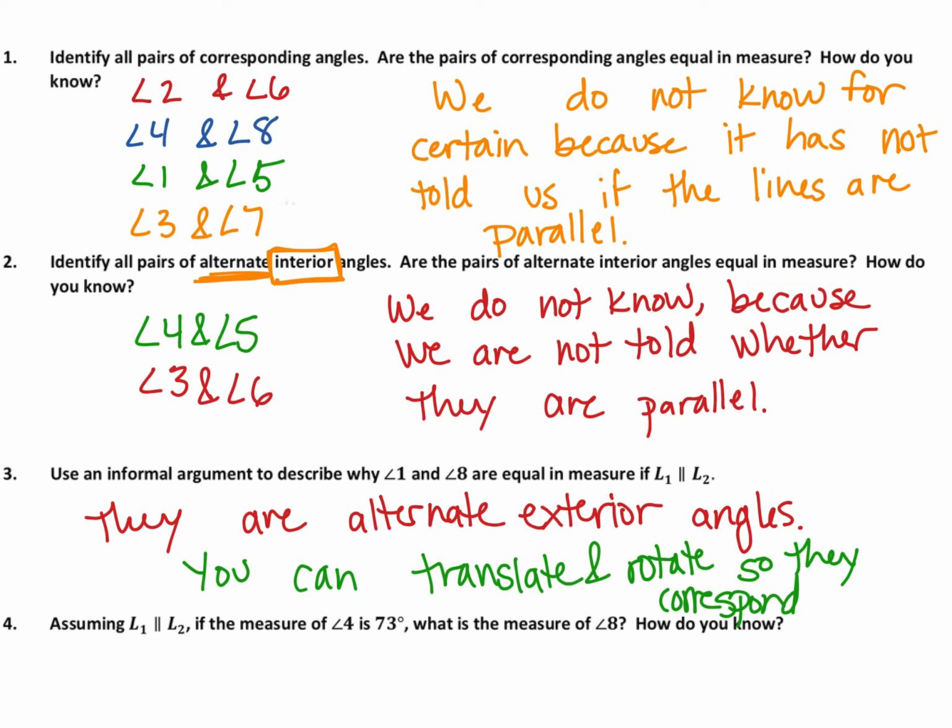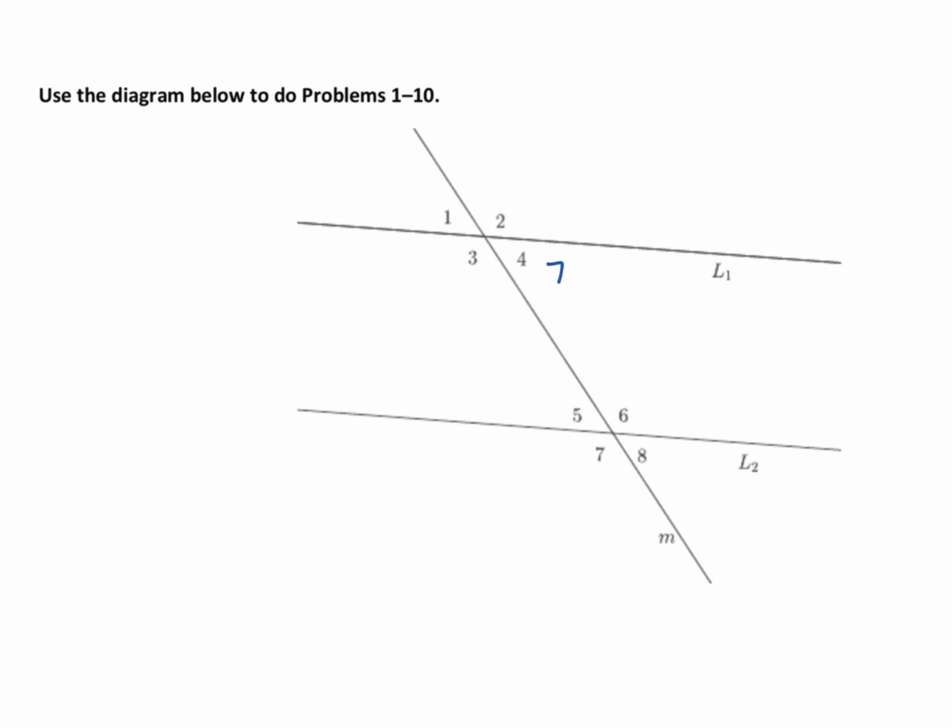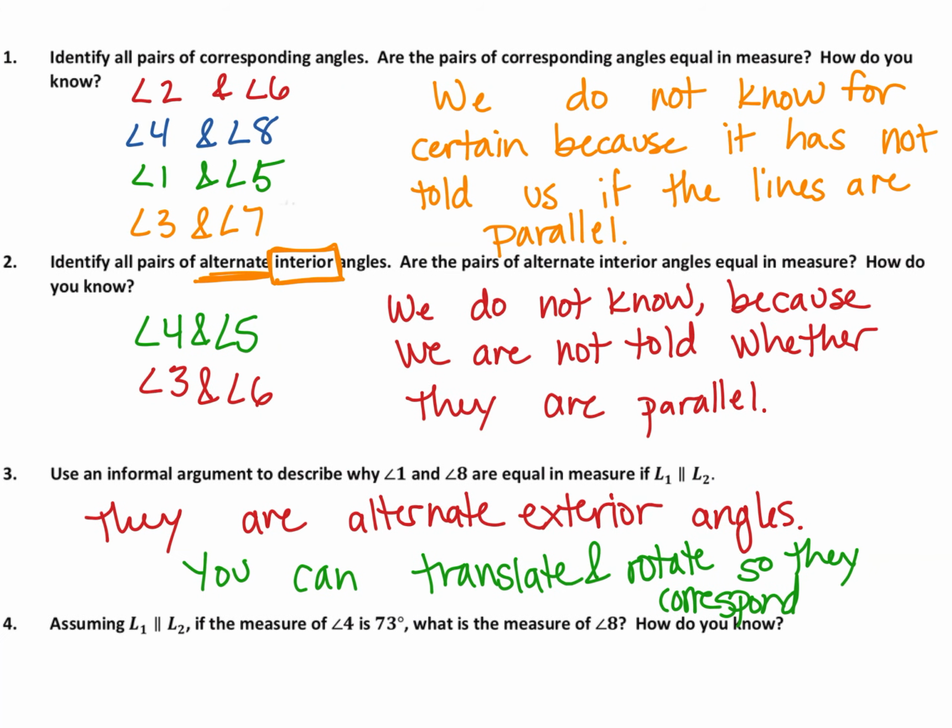Four, assuming the lines are parallel, if angle 4 is 73 degrees, what is the measure of angle 8? Four and 8 are corresponding angles, like we said here, so they are equal in measure if the lines are parallel. The measure of angle 8 is 73 degrees because angle 4 and angle 8 are corresponding angles.